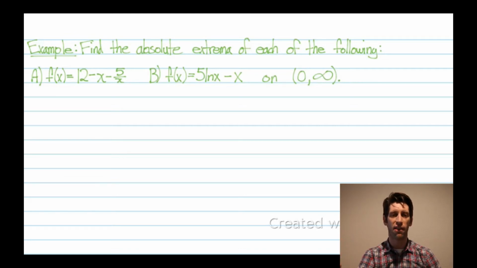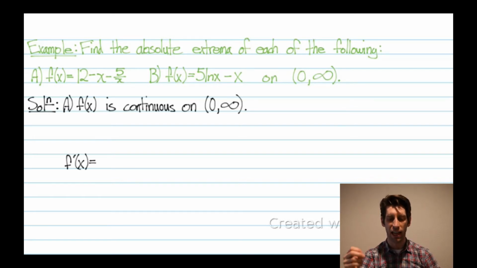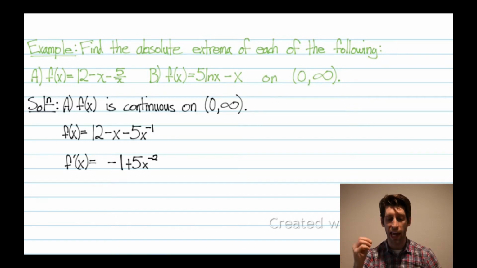What that means is that the closed interval method is not going to apply. So essentially, we're forced into using the second derivative test here. So we're going to start by noting that f of x is continuous on its domain in part A. What we have here is a rational function. It's continuous on its domain. In particular, it's continuous on the open interval 0 to infinity, which is the open interval that we're concerned about here.